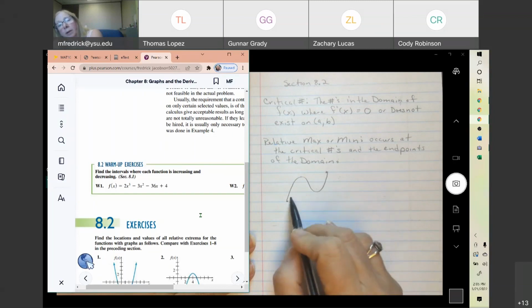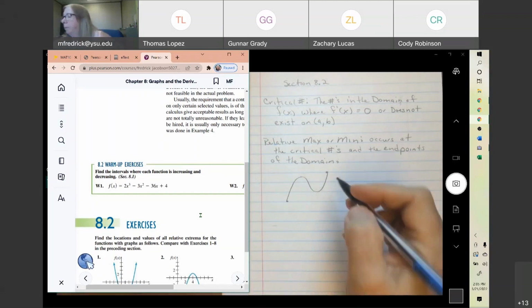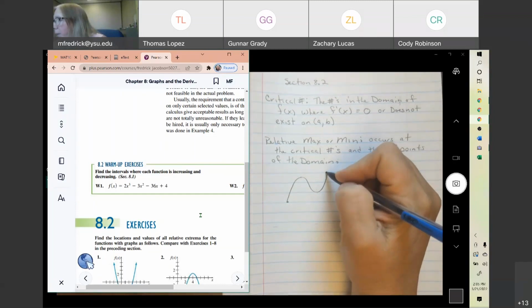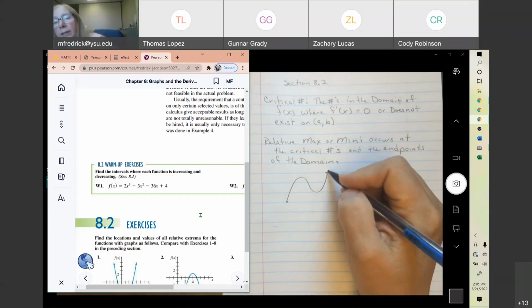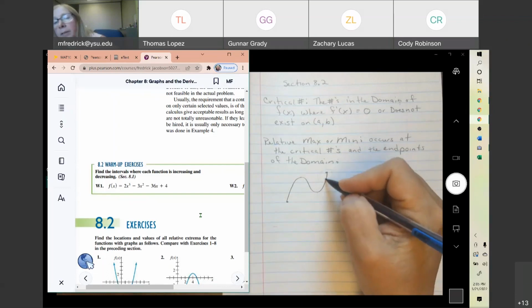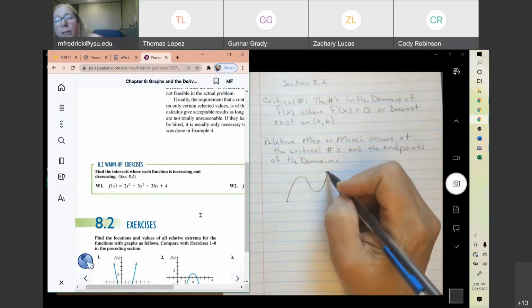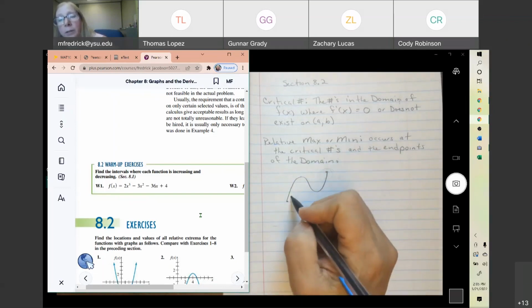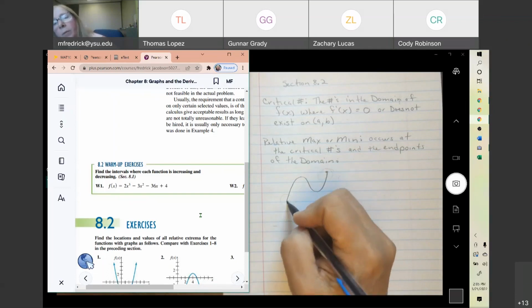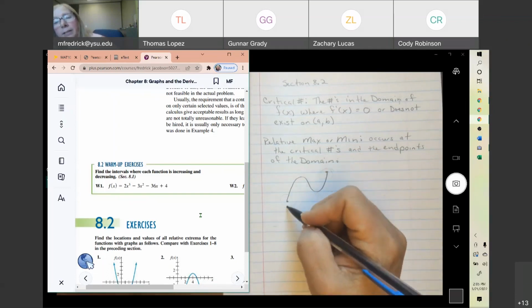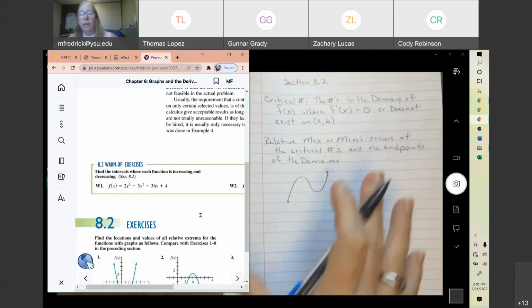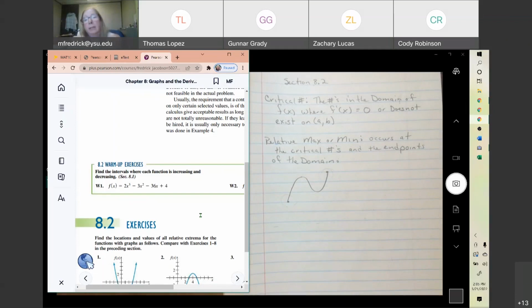But the endpoints can also be high and low points. For instance, if this is going up, then this is the highest point in this area. Maybe not the highest one in the graph, maybe this went up even higher, but it's still a relative max. Where this one, at this point, the y value is the lowest y value in this area, and so it's a relative min. So your endpoints, if there are endpoints, can be relative max and mins, along with the critical numbers.